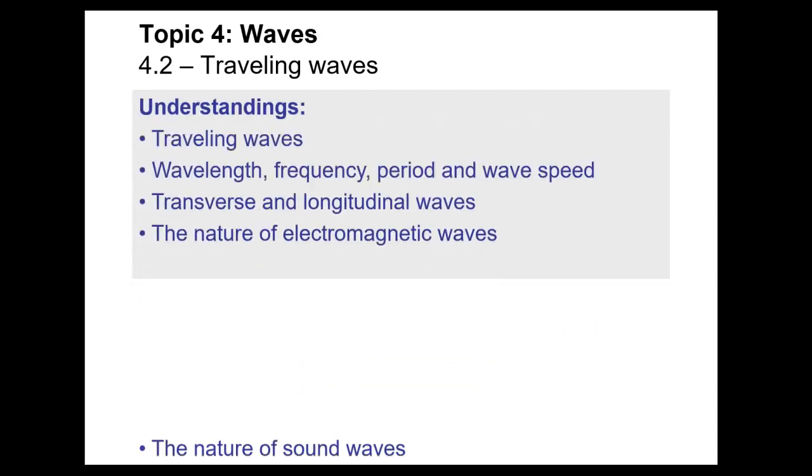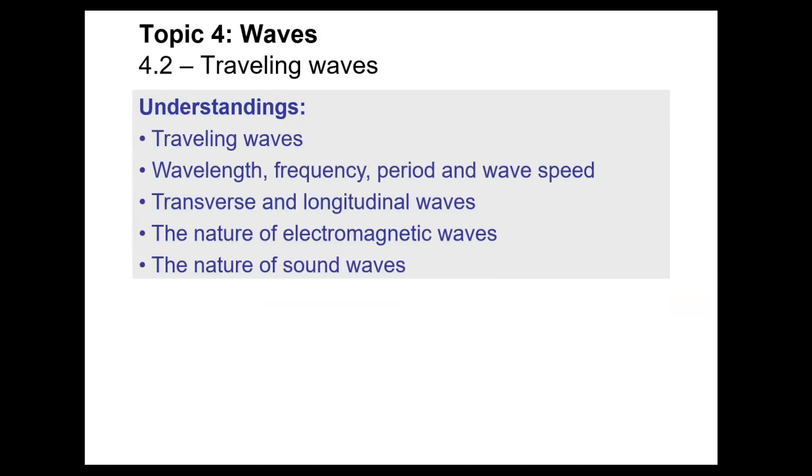Some of the things in 4.2 that you need to know about: obviously, traveling waves. We'll be talking a lot about basic information and characteristics of traveling waves. Wavelength, frequency, period, wave speed, all of those are pretty simple ideas. We'll talk about the difference between transverse and longitudinal waves, and the nature of electromagnetic waves and the nature of sound waves.